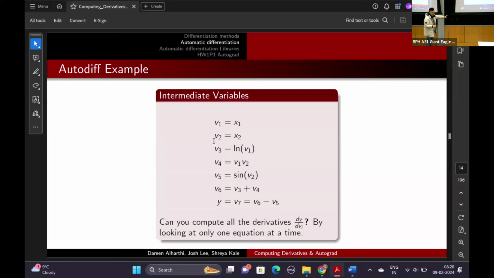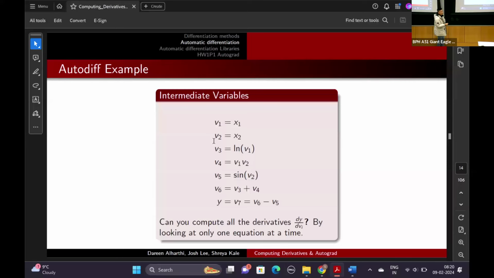Right, so your answer is correct. It's just that in order to think more easily, you have to do this step by step. So now what is dv6 dx1? dv6 dx1 is dv6 dv3 plus dv6 dv4, and we multiply each of them with dv3 dx1 and dv4 dx1.